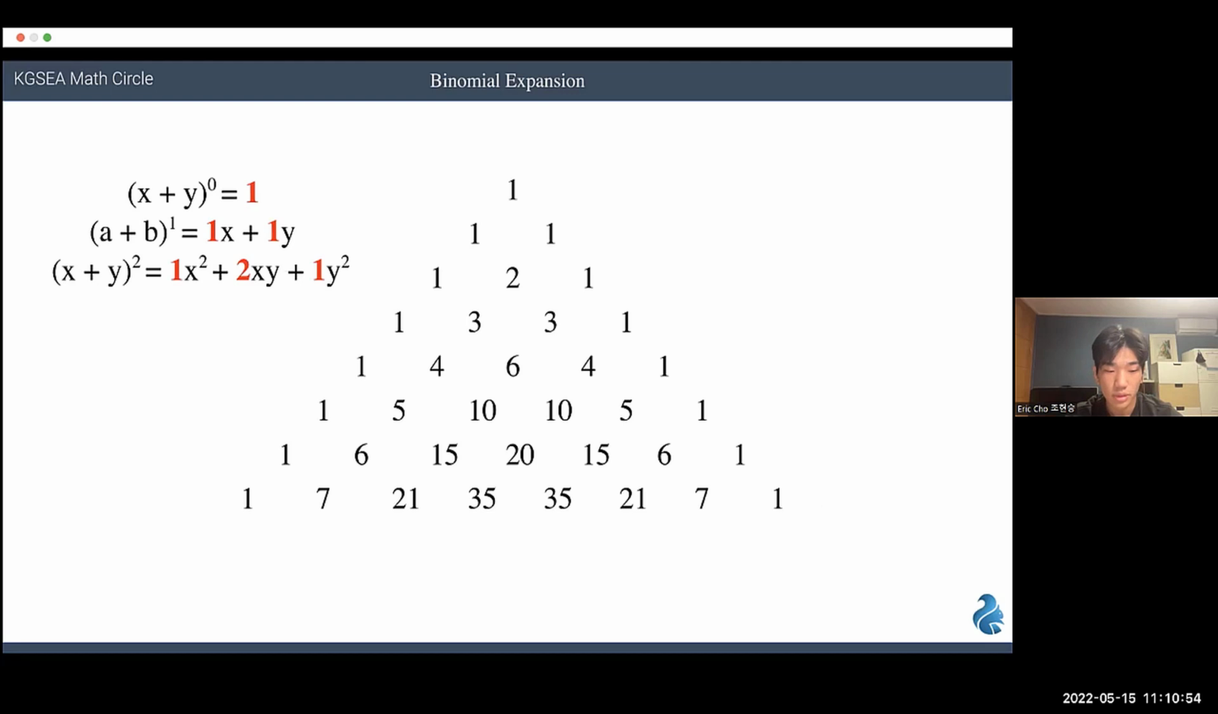When n equals 0, the expression becomes 1, which is row 0 of the triangle. When n equals 1, the expression becomes x + y, which has a coefficient of 1 for both x and y. When n equals 2, the expression becomes x squared + 2xy + y squared, which corresponds to the numbers in the second row.